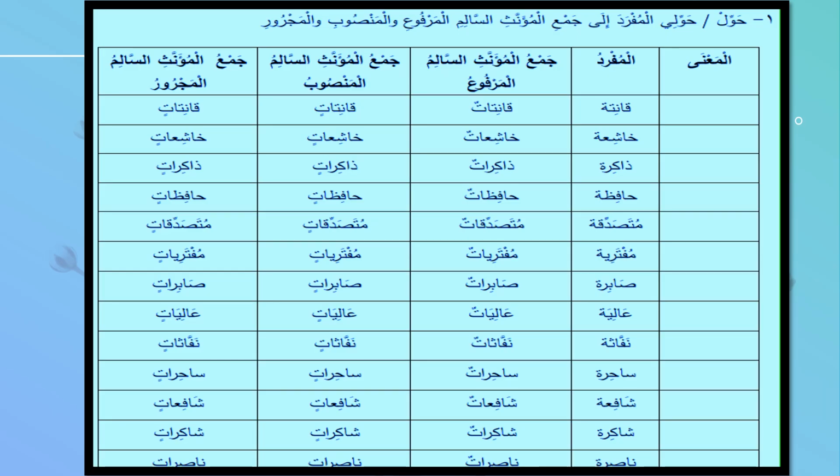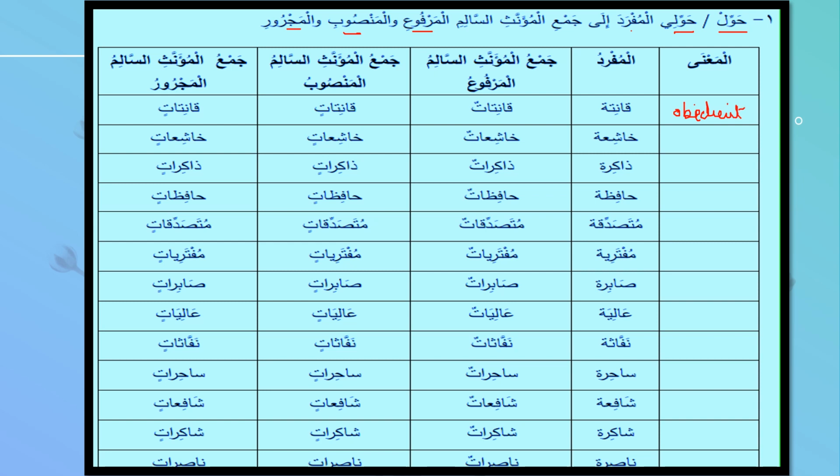First question here is hawwil al-mufrad, hawwil means to change. So the first one is the command for male, the second one is the command for feminine. You have to change the mufrad ila jam' muannas salim into three cases, marfu, mansub and majrur. And first of all you have to give the meanings also. So the first one is qanitah. Qanitah means the obedient one, and obedient to whom? Obedient to Allah subhanahu wa ta'ala or obedient to husband.